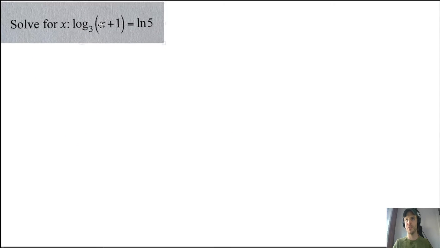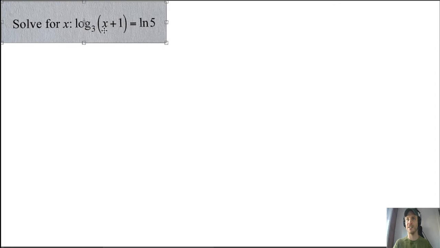This is what we're working on. That's not level, but we're going to deal with it. Okay. So we've got solve for x. Log base 3 of x plus 1 is equal to log of 5.